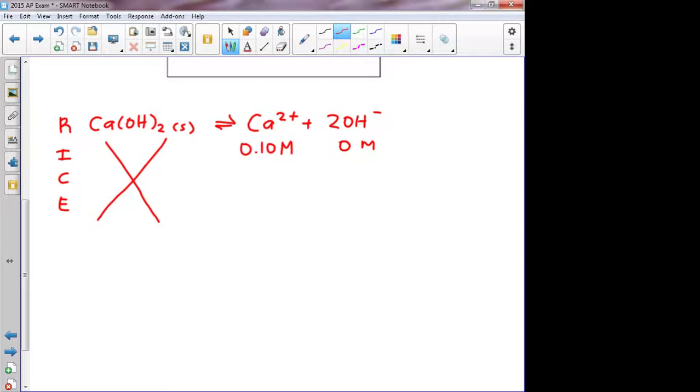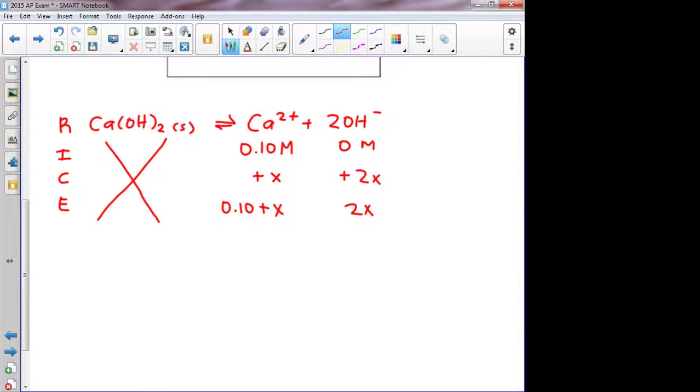So my change, what's going to happen on the product side? Plus x. And what's going to happen here? Plus 2x. Now, let's pretend for a second I did have something on my reactant side. It wasn't a solid. What would happen on the reactant side? Minus x, right? Is this coming back to us? All right, so at equilibrium, this would be 0.10 plus x, and this would be 2x. So now our Rice table's set up.